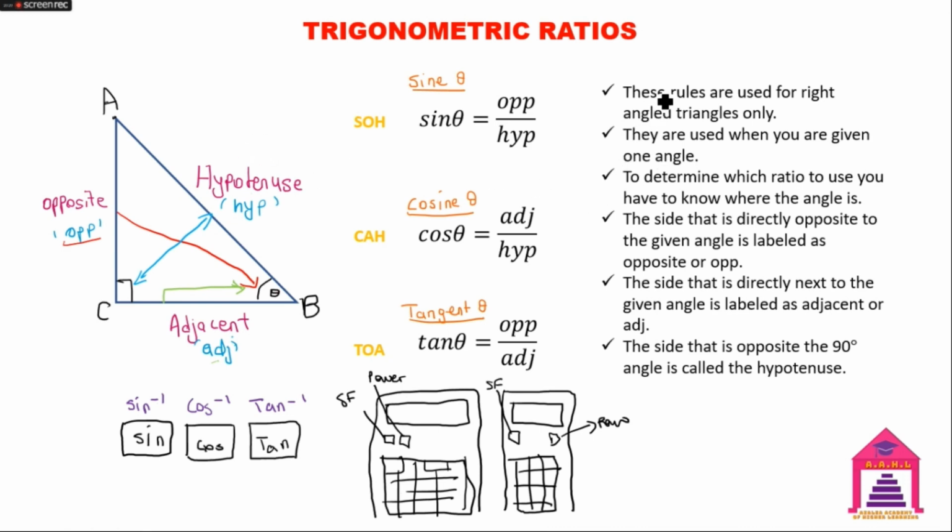Before we go to the next slide, these rules are used for right angle triangles only. They're used when you're given one angle and you have to calculate a side, or you're given the sides and you have to calculate an angle. The side that is directly opposite to the given angle is labeled opposite. The side that is directly next to the angle is labeled adjacent. And the side that is opposite the 90-degree angle, which is the right angle, is called the hypotenuse. Okay, are you good with this? Alright.